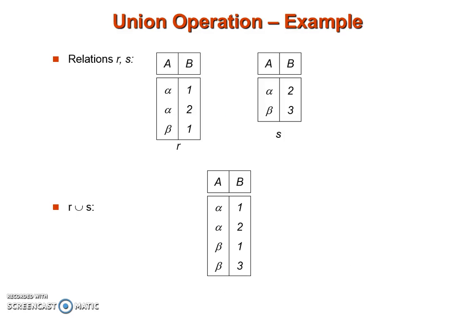In a general example of union, relation R consists of attributes A, B and tuples, and S consists of attributes A, B and the rest of the tuples. R union S is the union of these. When common rows come up, they are eliminated and only one row is selected. Here alpha 2 is common, so it is written only once. Then beta 1, beta 3.